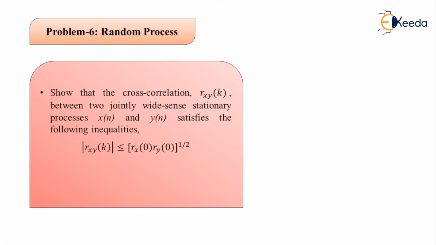Mod of the cross correlation R suffix xy of k is less than or equal to the square root of the bracket that involves the multiplication of Rx of 0 with Ry of 0. And the second inequality is mod of Rxy of k is less than or equal to 1 by 2 times the square bracket that involves the addition of Rx of 0 with Ry of 0. So this completes our problem statement.